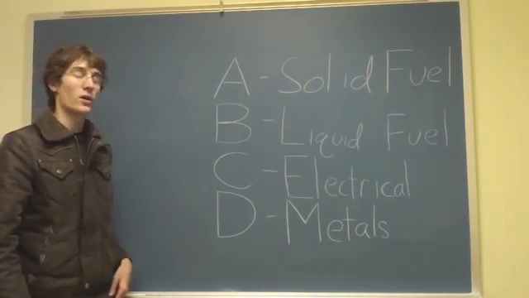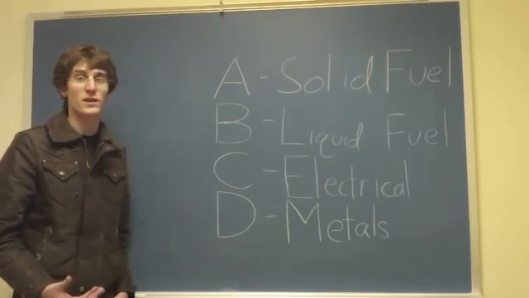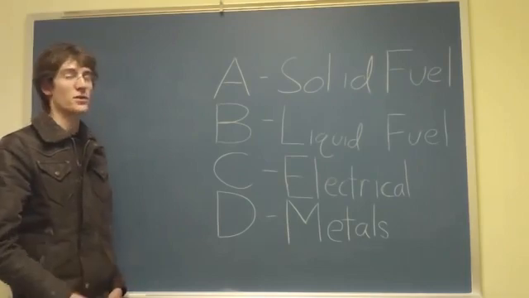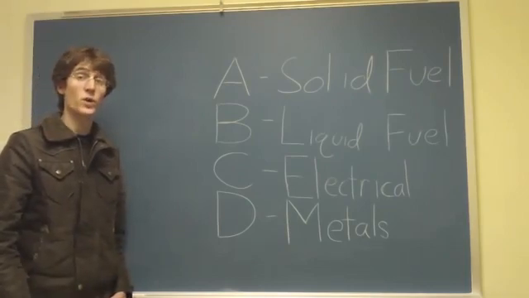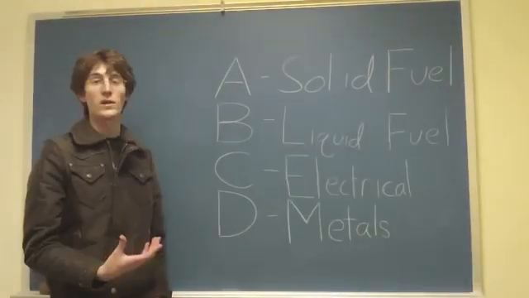Class C fires are electrical. Those are started by sparks coming out of electrical outlets and things like that. And Class D fires are metals. Believe it or not, metals will burn, and they burn extremely quickly and extremely hot, which makes them very dangerous. Each of these is going to have a different way that you'll want to put it out.